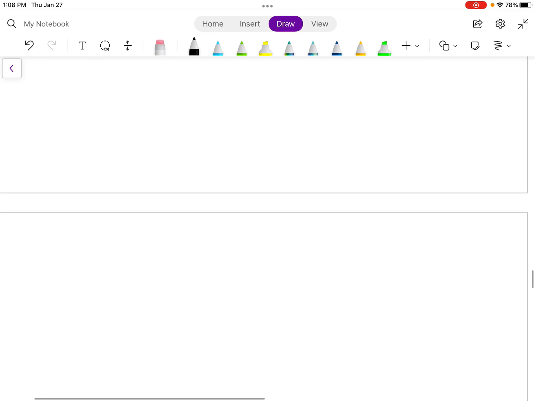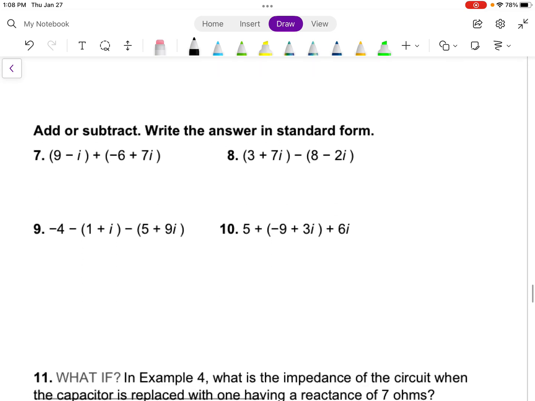Let's scroll down here. I want you guys to try these two. Why don't we try 7 and 9? So pause the video, try those two, and then we'll come back and go through it together.